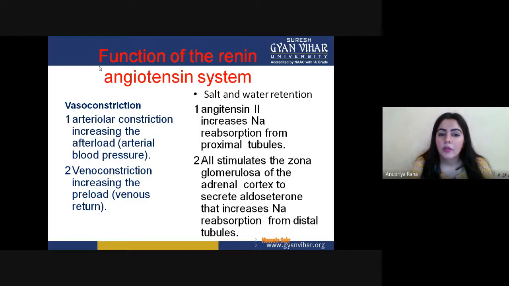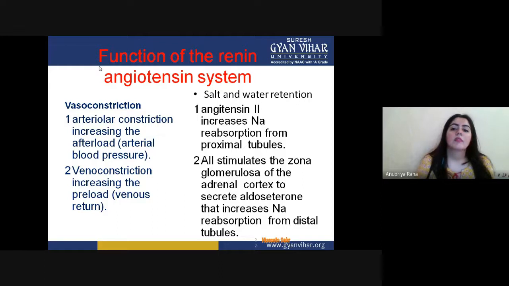Arterial constriction increases the afterload, that is, the arterial blood pressure. So the arterial blood pressure rise happens through arterial constriction. Second, vasoconstriction can increase the preload, that is, the venous return. So preload can also increase when vasoconstriction increases.